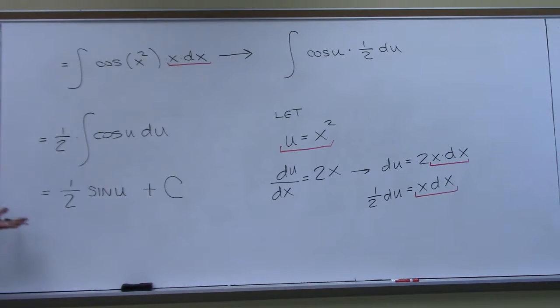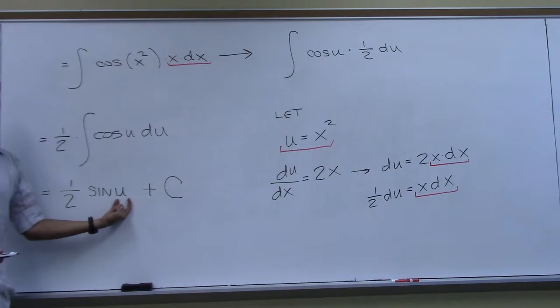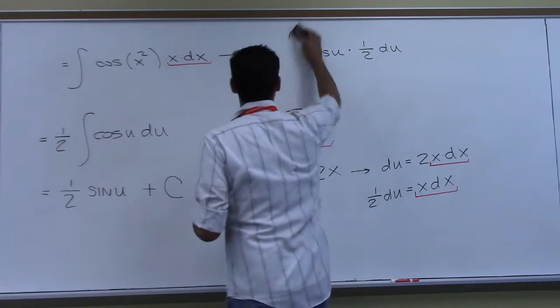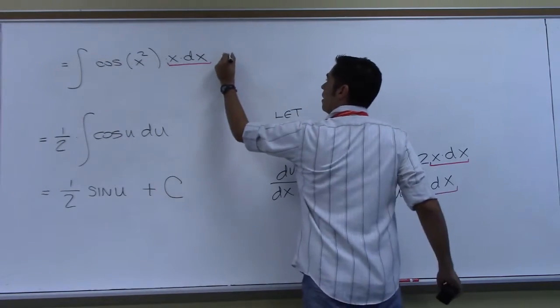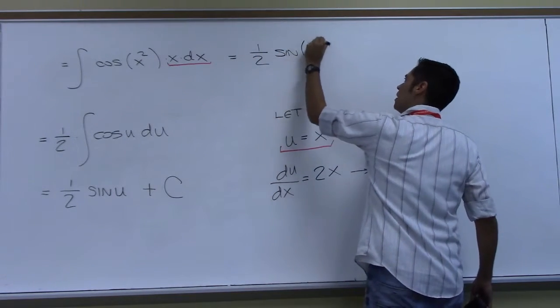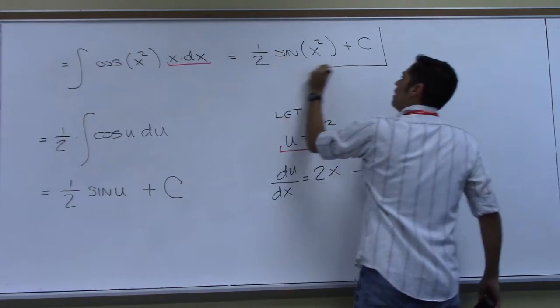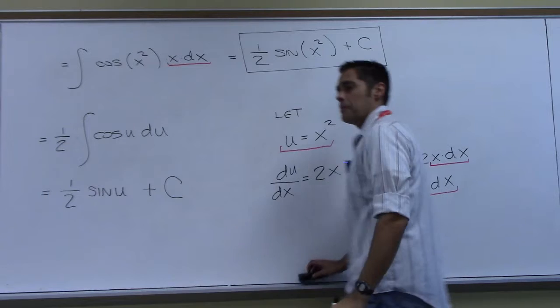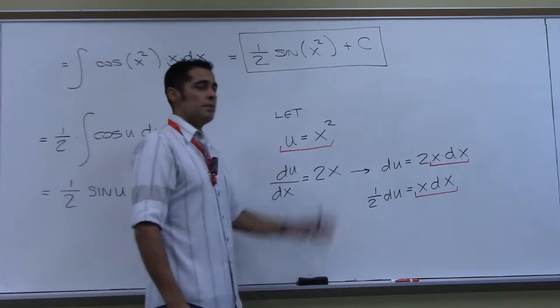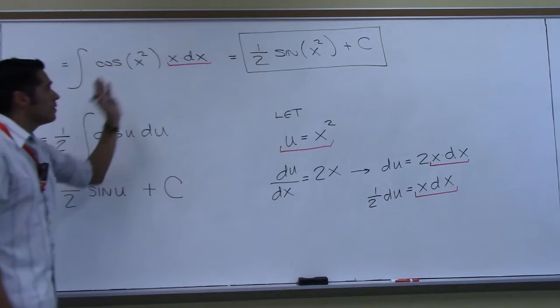All right, so this is our answer, but we're not done because our original problem was in terms of what variable? X, right? So I need this to go back to x. But I know what u is. U is x squared. So now on the last line, and this will be my final answer, this equals 1/2 sine u, but u is x squared, plus c. And that's it. And we could check that ourselves to see that that's correct by doing what? Taking the derivative, right? If we took the derivative of this, you would get back this.